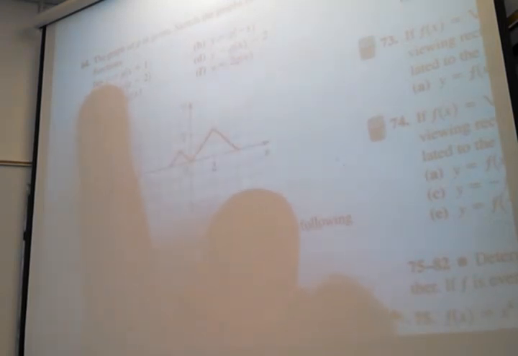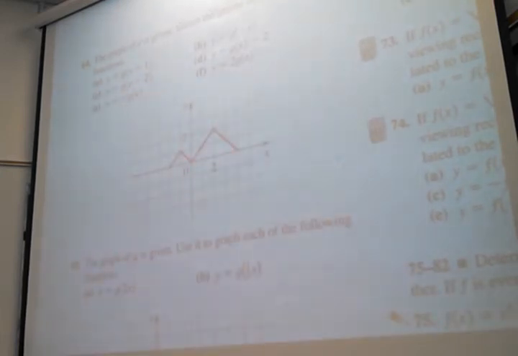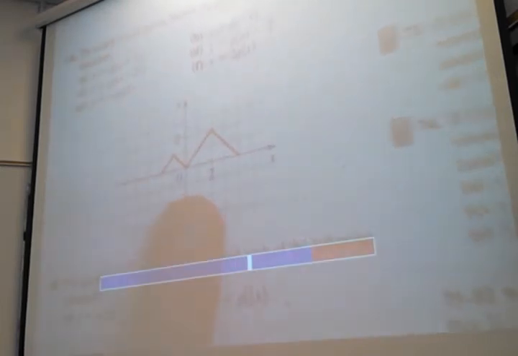Now again, I don't like their use of this y. They really should call it h of x. It's like a new function. Because some of those might have two y's in the thing. But anyway, the graph of g is given.